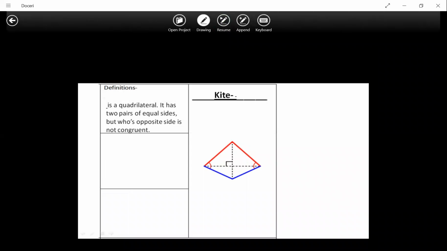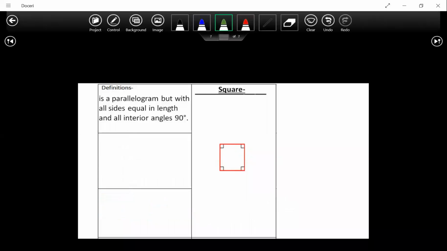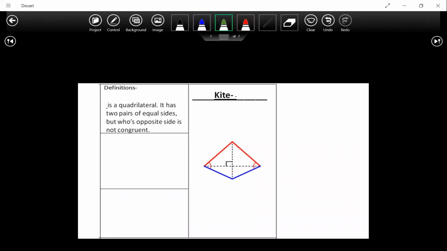Next one is a kite. Kite is the most unique one that we have. It is really weird looking. The reason why they call it a kite is because it looks like a kite, something that should fly up in the air. For the definition for it to be a kite, it has two pairs of equal sides whose opposite sides are not congruent. The adjacent sides we're talking about would be congruent. We're not going to really focus on this one that much. I do want you guys to be able to identify and tell me what properties it does hold and does not hold.